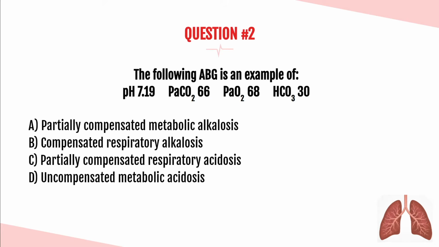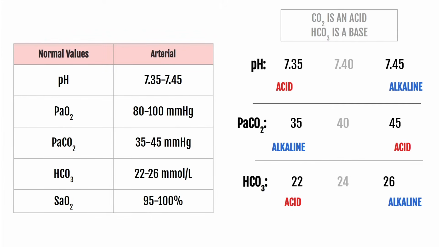The answer here is C, partially compensated respiratory acidosis. I have this slide here as a quick review of normal values and which values are considered acidotic and which are alkaline. If you do not have these memorized, you need to. Right now, we're only going to focus on 3 of these, so our pH, PaCO2, and bicarb, because these are the values that we'll be looking at when we interpret our ABGs.